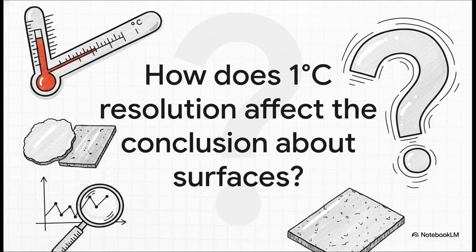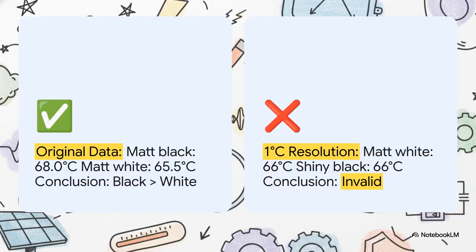It gives you a student's conclusion and then asks a really interesting what-if question. What if they had used a less sensitive tool, a detector with a resolution of only 1 degree Celsius? How would that change things? And this lays out the problem perfectly.